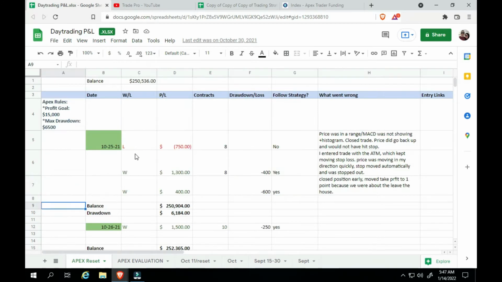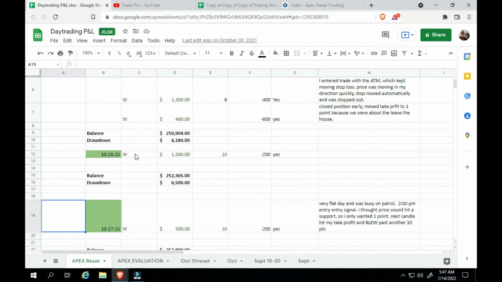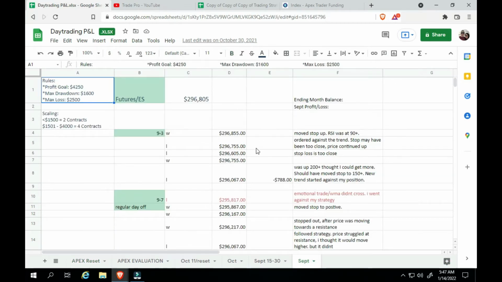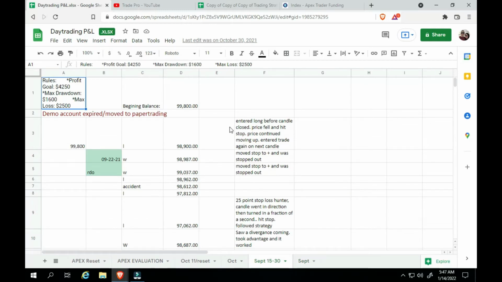Then I would keep up with my balance and how much I had left. Of course I would follow the rules of the evaluation that I was on. But the main thing is that when you're looking at your previous trades and checking to see what you did wrong, you definitely find out that you're over trading.